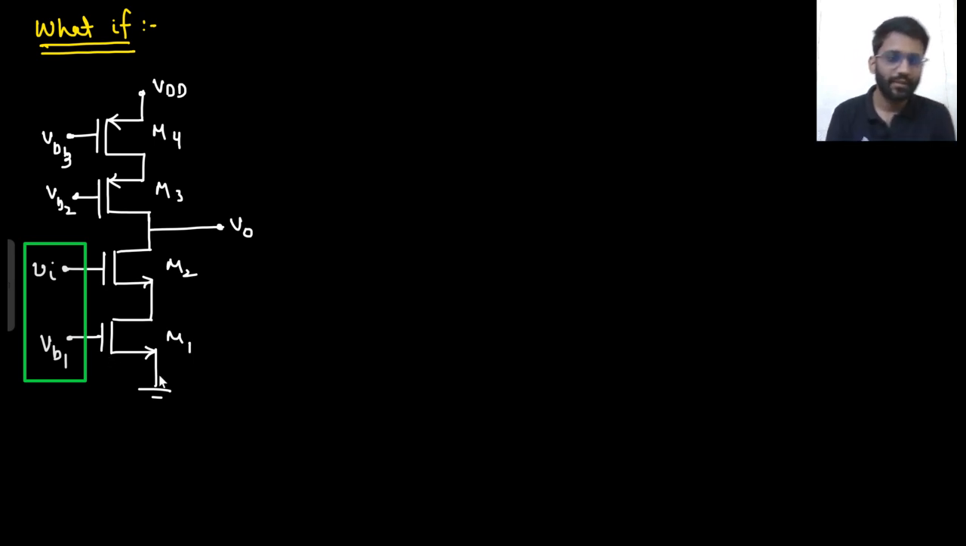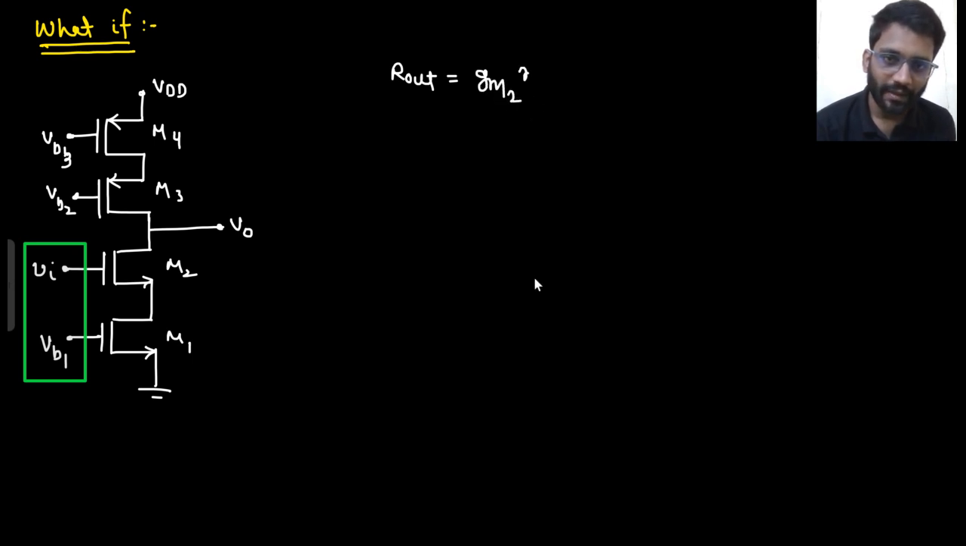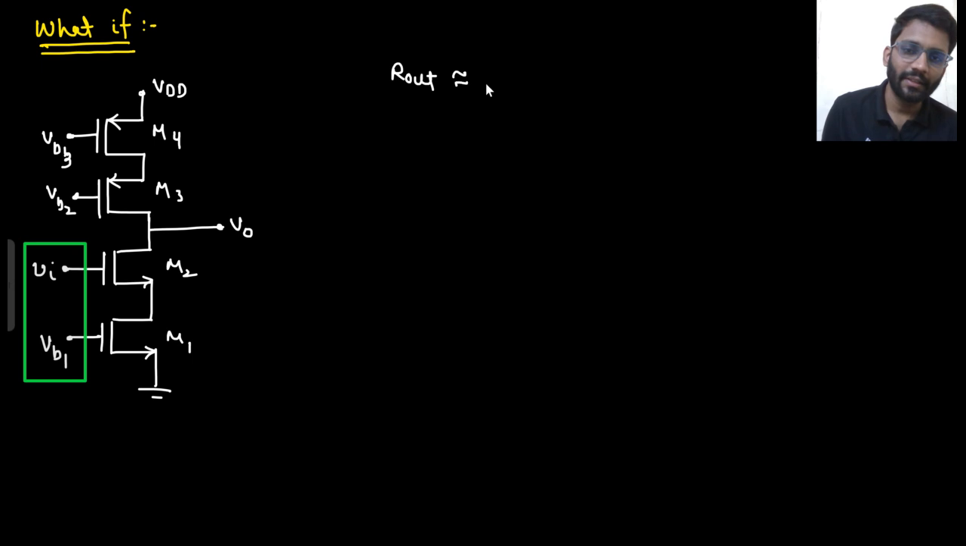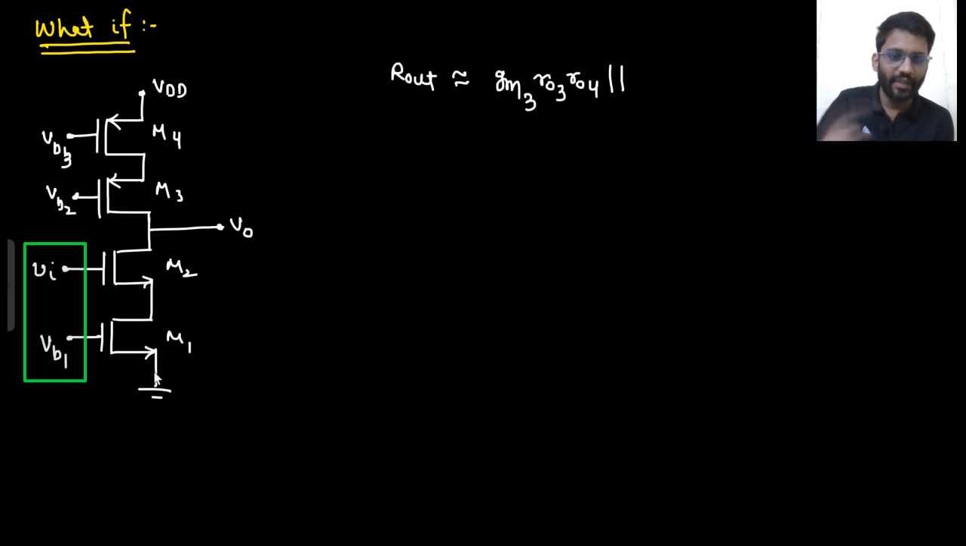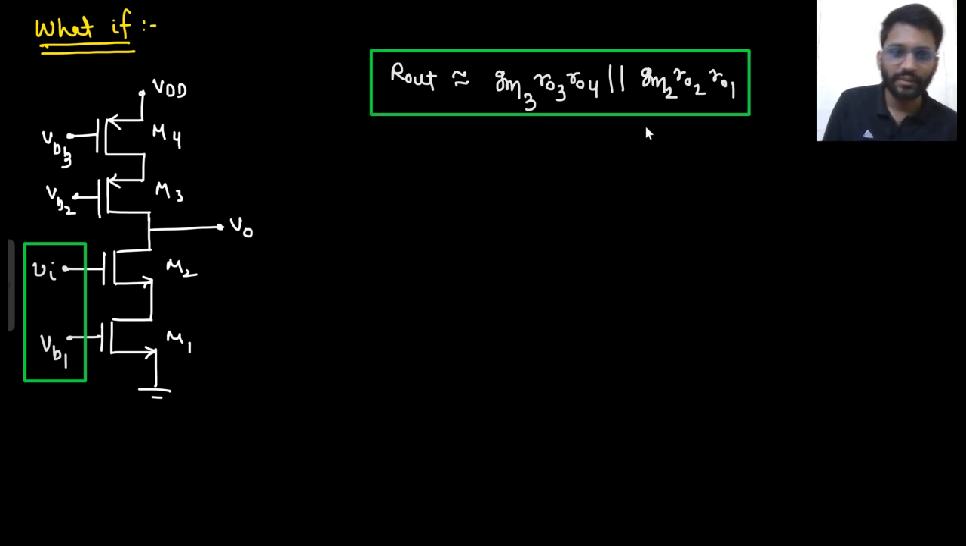What will happen to R out? R out will be same, because when you are calculating the R out, you short circuit the input as well. So R out will be same. This will be replaced with R01 only. So what will be R out? R out, if you look from here, that would be GM3 R03 R04 from the upward direction, right? And what about this? This M1 will be replaced with R01 only. So again here GM2 R02 R01. So this is unchanged. This is same as before.